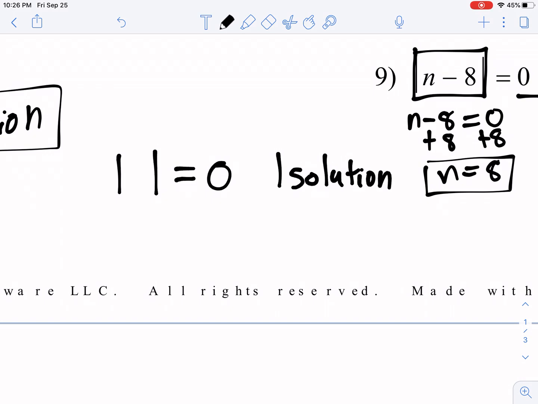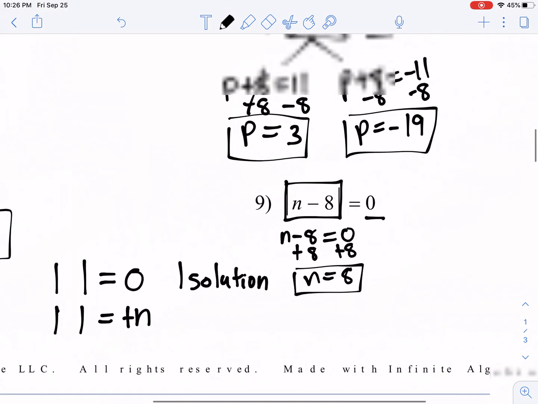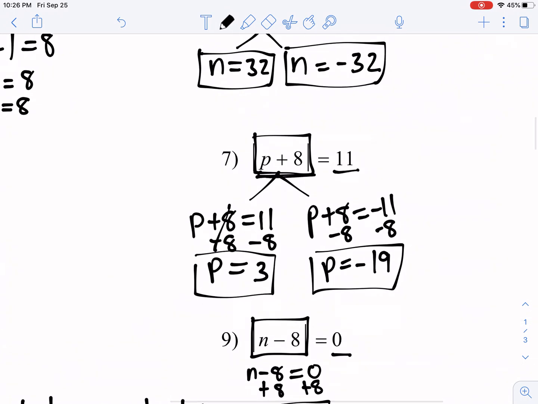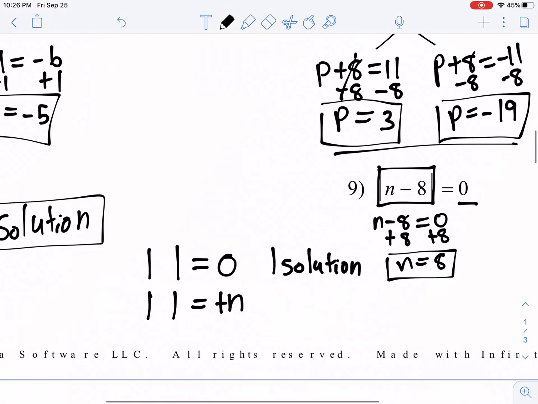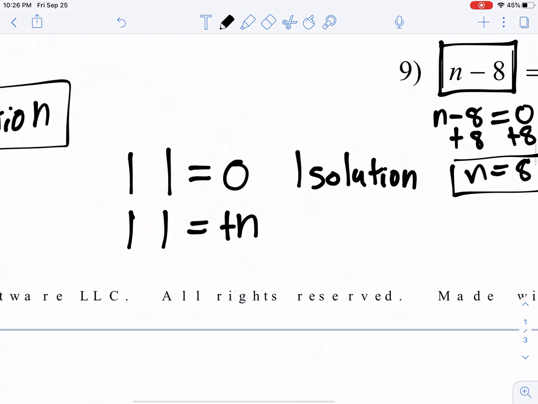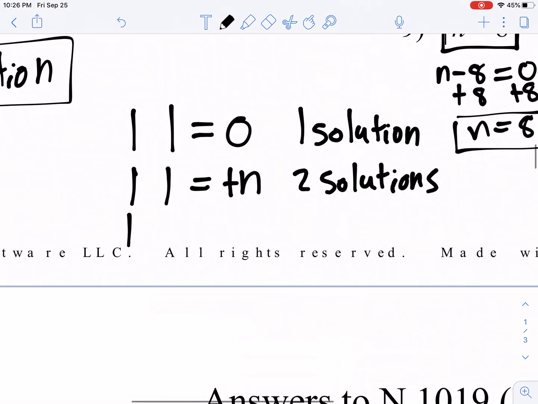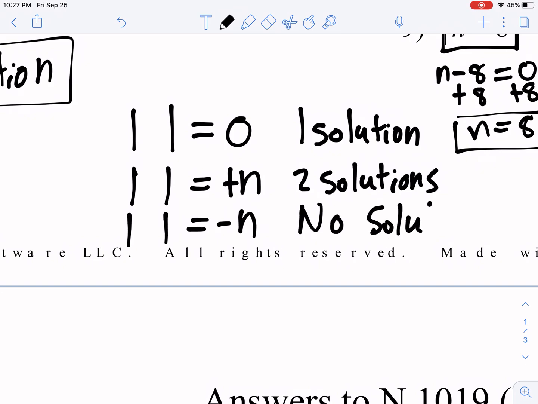Okay. Anytime we have an absolute value equal to a positive number, so when we were set equal to a positive number and it was by itself, how many do we have? 2. So when we're set equal to a positive number, we had 2 solutions. And then what happened when the absolute value was by itself and it was set equal to a negative number? How many solutions did we have? No solution. Okay? We can't have that negative distance there.